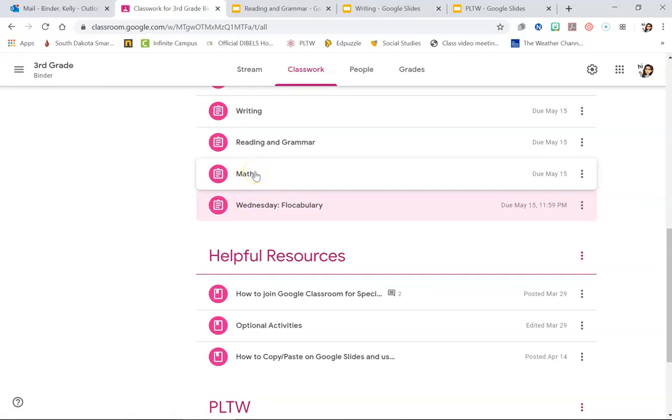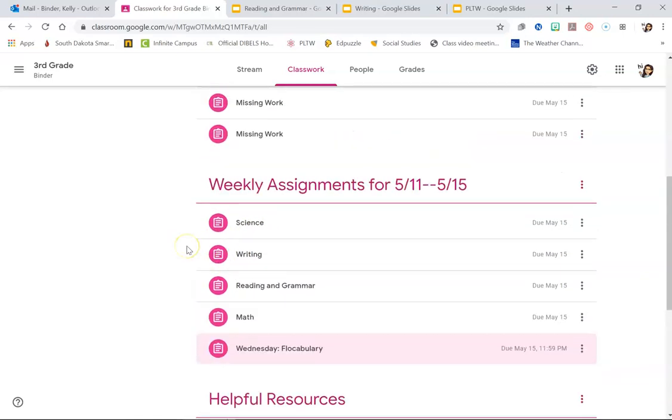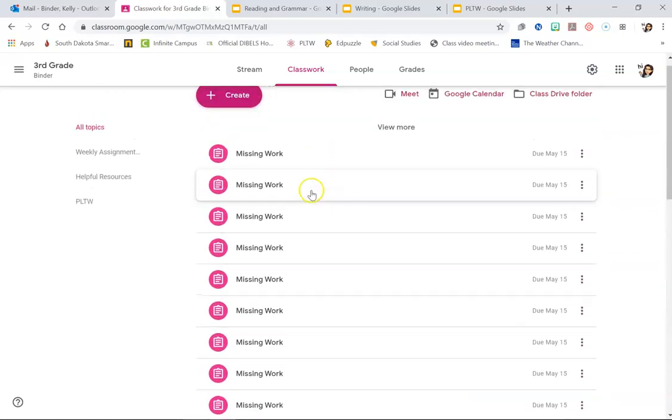You do not have math today because you're going to start your NWEA math test. So, science, writing, and then the reading vocabulary assignment. And then math will be NWEA work. I did update your missing work slides. Under classwork, if you have a missing work assignment, click on it and you should have links to some assignments that I'm still missing from you from last week and from this week. Click on those links to finish up taking some of those quizzes I'm missing from you.